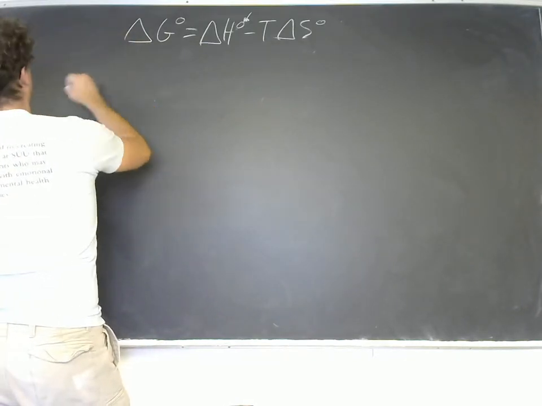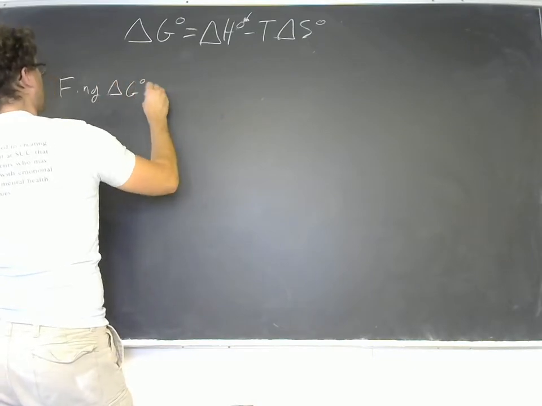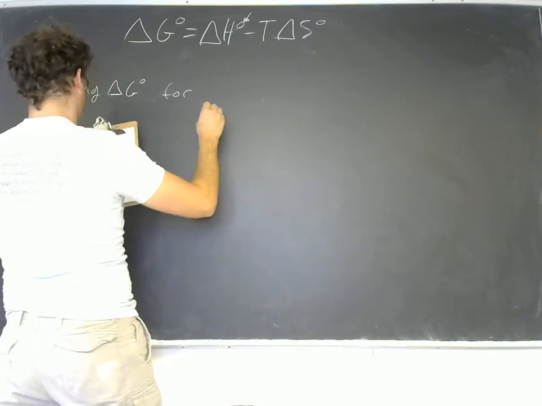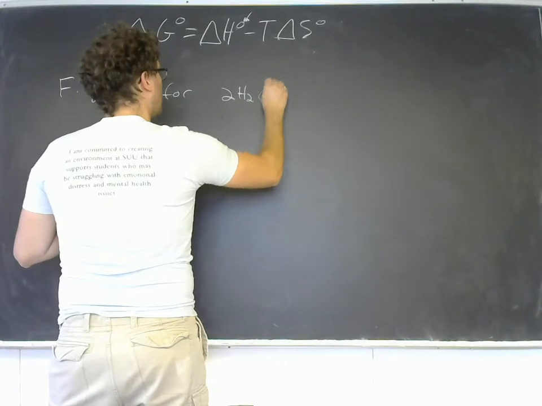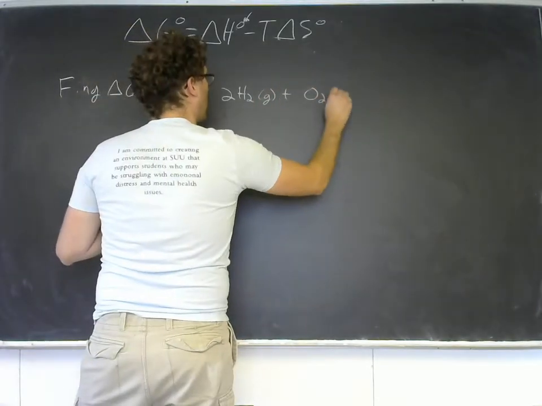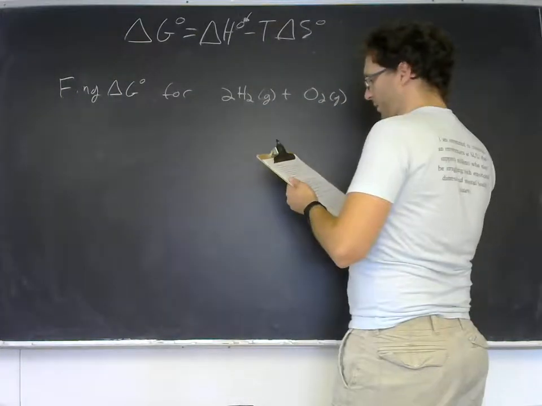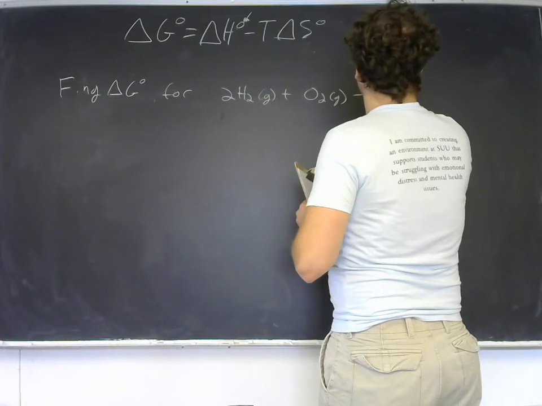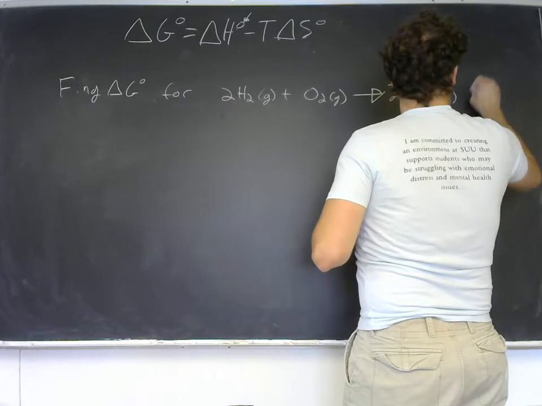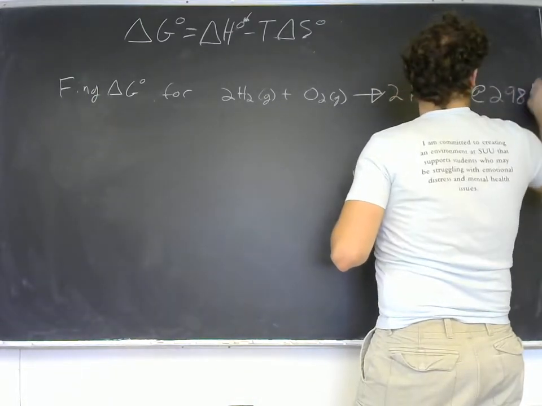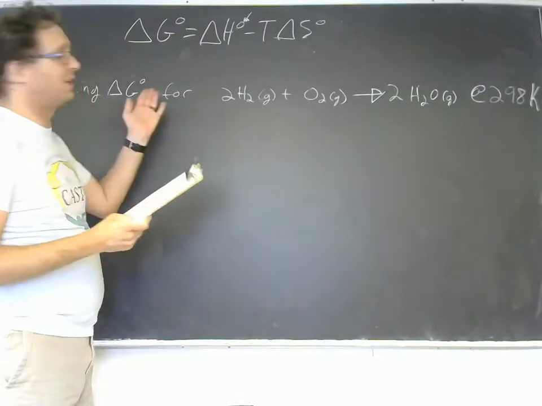Let's find delta G naught for the following reaction: 2 H2 gas plus O2 gas goes to 2 H2O gas at 298 Kelvin, at room temperature. Can we find delta G naught?